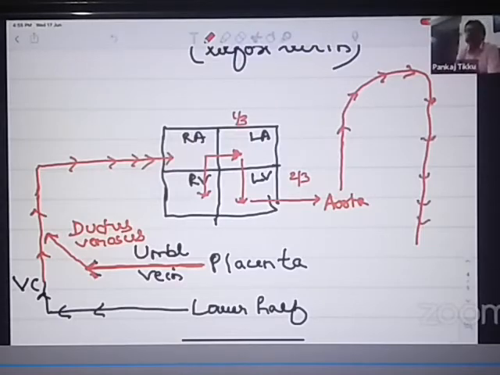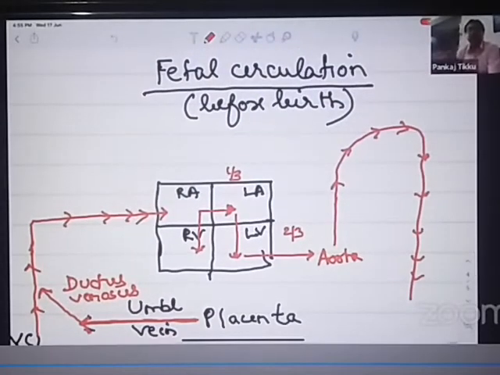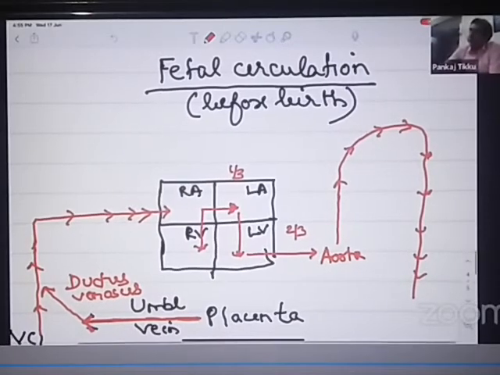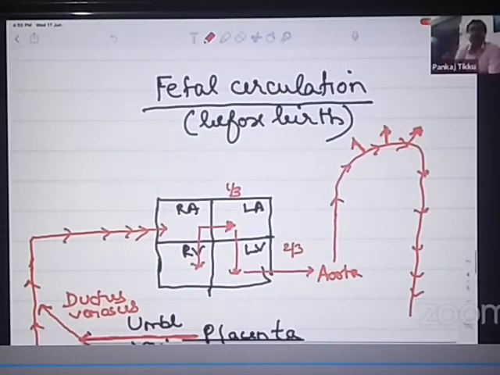All of it is purely oxygenated blood, or mostly oxygenated blood. That is why I am showing it in red. The upper half of the body, that is the brachiocephalic, the carotid, and the subclavian. So these are the three arteries which are rising from the arch of aorta. Brachiocephalic, carotid, and the subclavian. All of it is getting oxygenated blood.